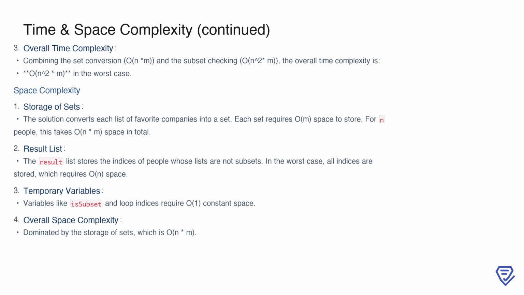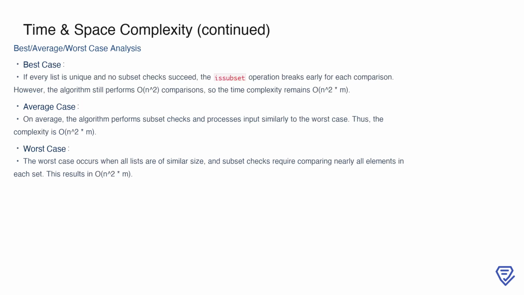Additionally, we store the indices of people whose lists are not subsets in a result list. In the worst case, all n indices are stored, which adds O(n) space. Temporary variables, such as those used for loop counters or flags like isSubset, require only constant space, or O(1). Therefore, the overall space complexity is dominated by the storage of the sets, which is O(n * m). This balance of time and space efficiency allows the solution to scale better than brute force methods, which we'll discuss shortly. Let's break down the best, average, and worst-case scenarios for this algorithm.